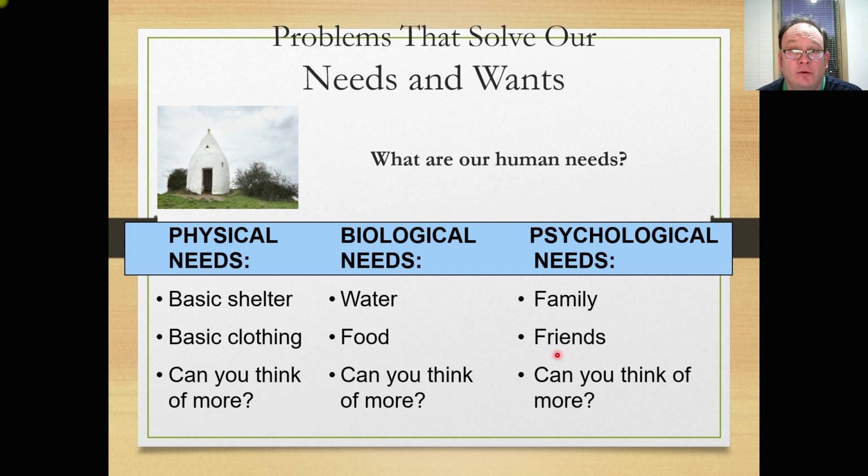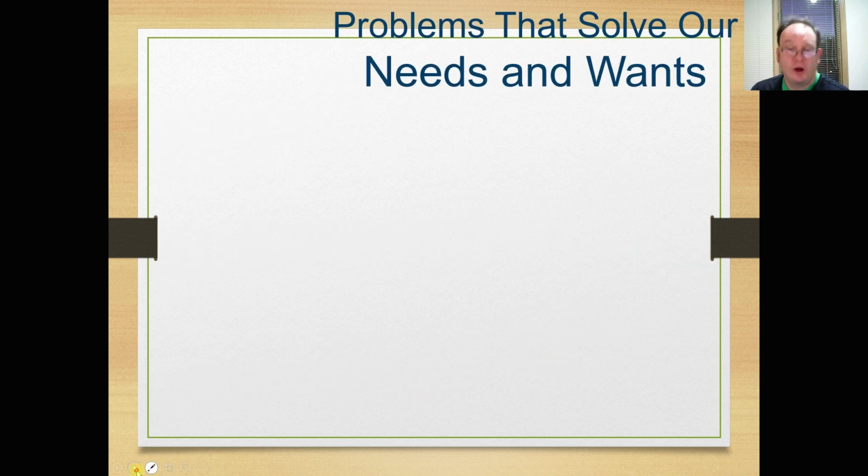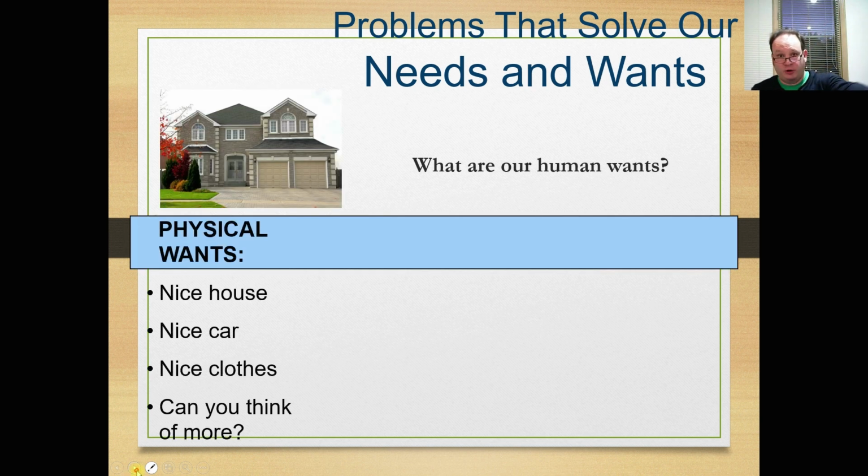As we continue on, what are some wants? Okay, what are human wants? Well, sometimes we want a nice house. Sometimes we want a bigger apartment. Sometimes we want a bigger car. Sometimes we want a Corvette versus the truck that I drive now. We want nice clothes. We don't need nice clothes. We want nice clothes. Okay? I think sometimes we lose sight of that. All right, moving right along.